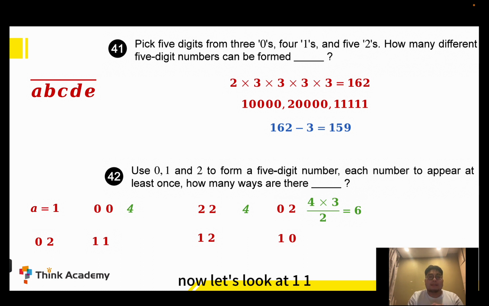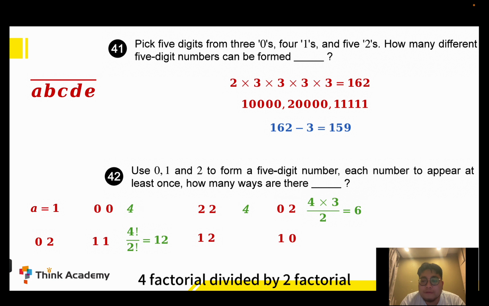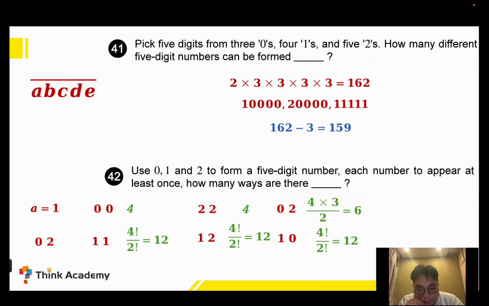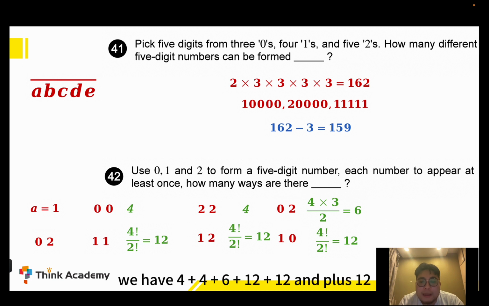Now let's look at 1 1. Where can I put 1 1? This is a permutation problem, and actually we have 4 factorial divided by 2 factorial. How many choices? 4 times 3 times 2 times 1, divided by 2 times 1 because of the repeat. So this one, we have 12 choices. For 1 2, also 4 factorial divided by 2 factorial, we have 12 choices. And for 1 0, also 4 factorial divided by 2 factorial equals 12 choices. So in total, how many? We have 4 plus 4 plus 6 plus 12 plus 12 plus 12. Actually, we have 50 choices.